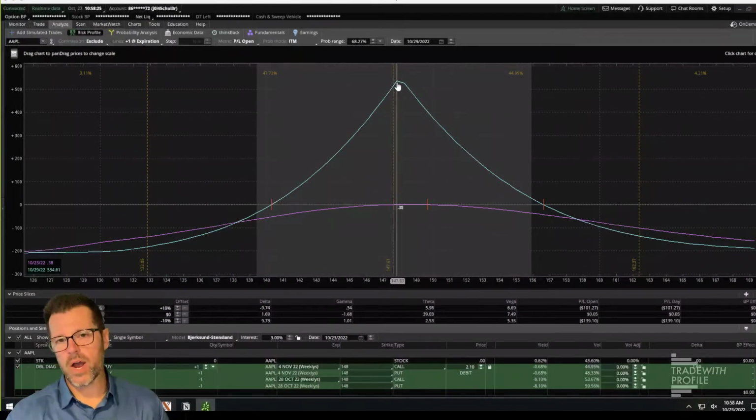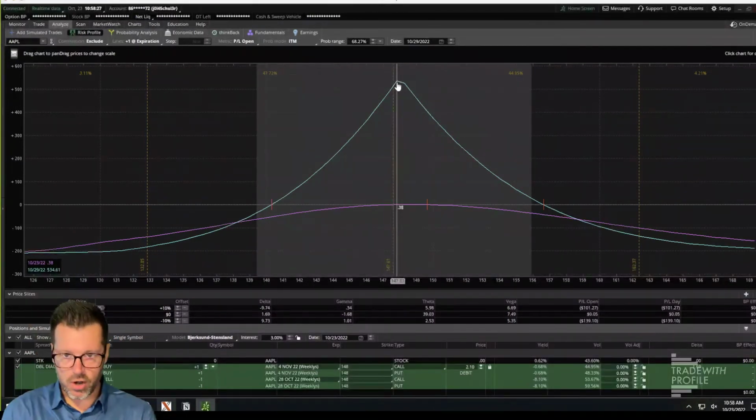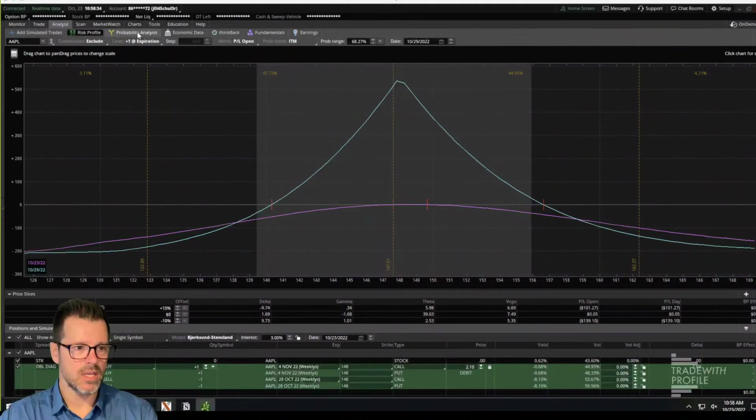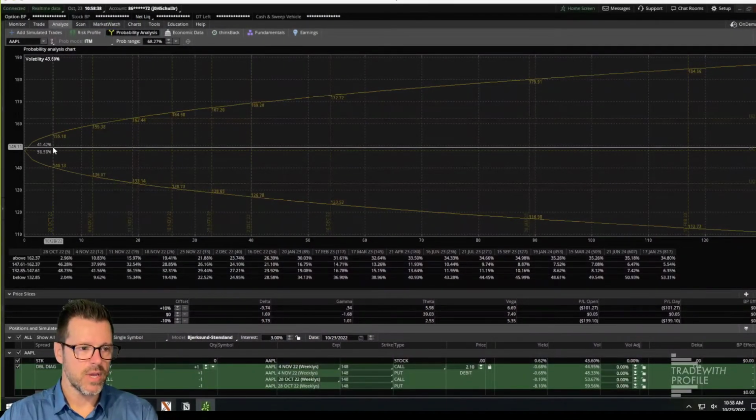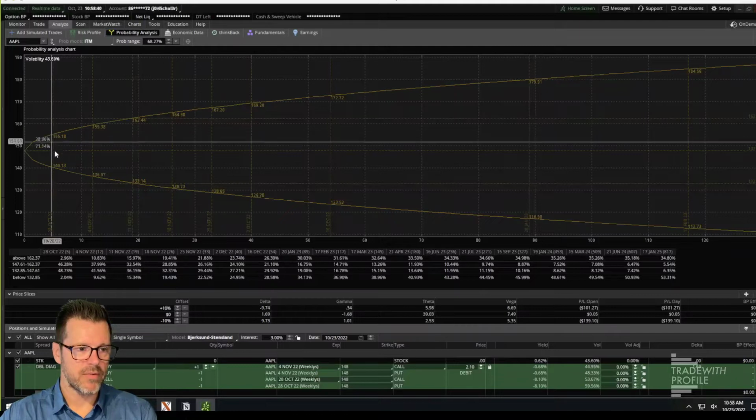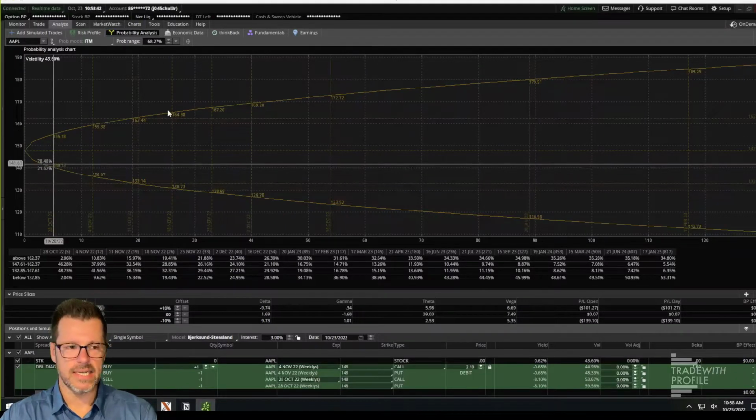So why are we looking to do this? We're looking to do this because going into earnings, implied volatility expands, and they're pricing in what the range will be. Okay, you can see here on the probability analysis that getting out to the end of the week, we're really just looking for Apple to be above 155 to 140. That's what's priced in right now.